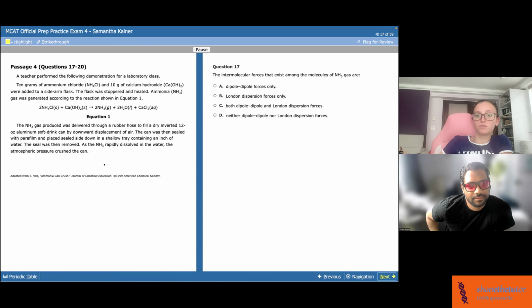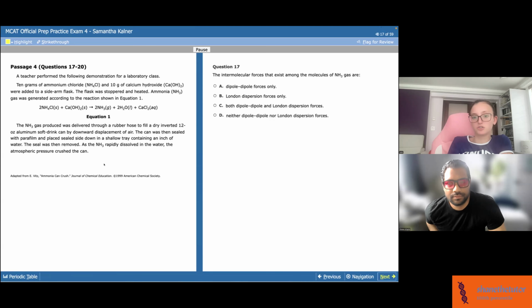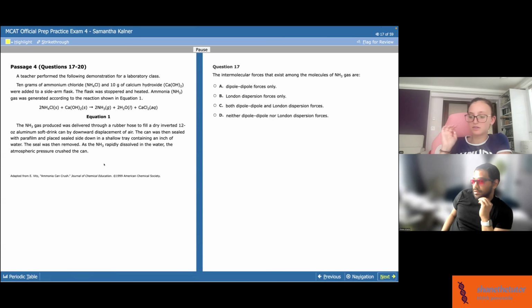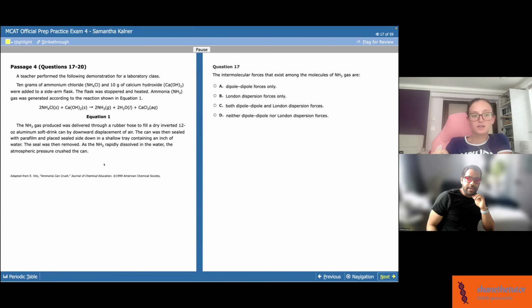The intermolecular forces that exist among the molecules of NH3 gas are... This is my bond issue where I can never remember. I know that, what's it called, DNA is phosphate and oxygen, right? I had a question yesterday, it was PO. It depends on what you're talking about in DNA, right?